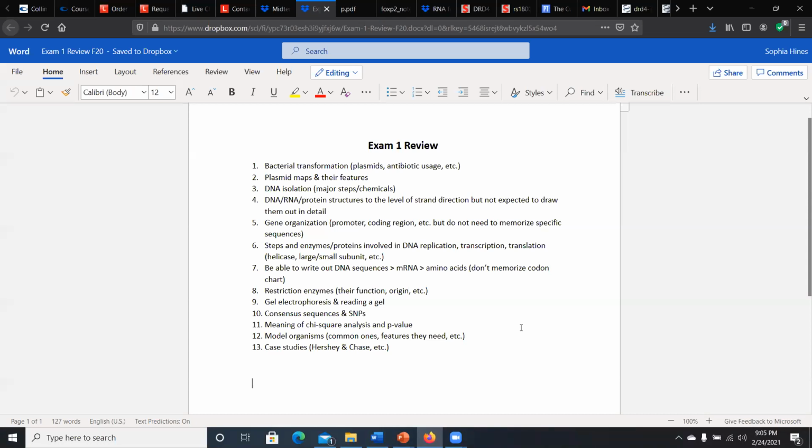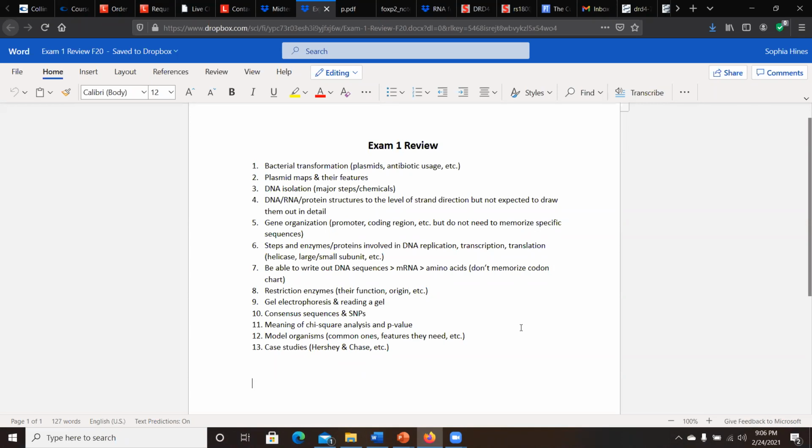Be able to write out DNA sequences to translate into mRNA and then go DNA to RNA to amino acids. Don't memorize the codon chart. I will give it to you. But if I give you a strand of DNA, can you tell me what the matching strand of DNA is going to be? Can you then turn it into mRNA? So make sure that you understand how the directions work, 5' to 3', that kind of thing.